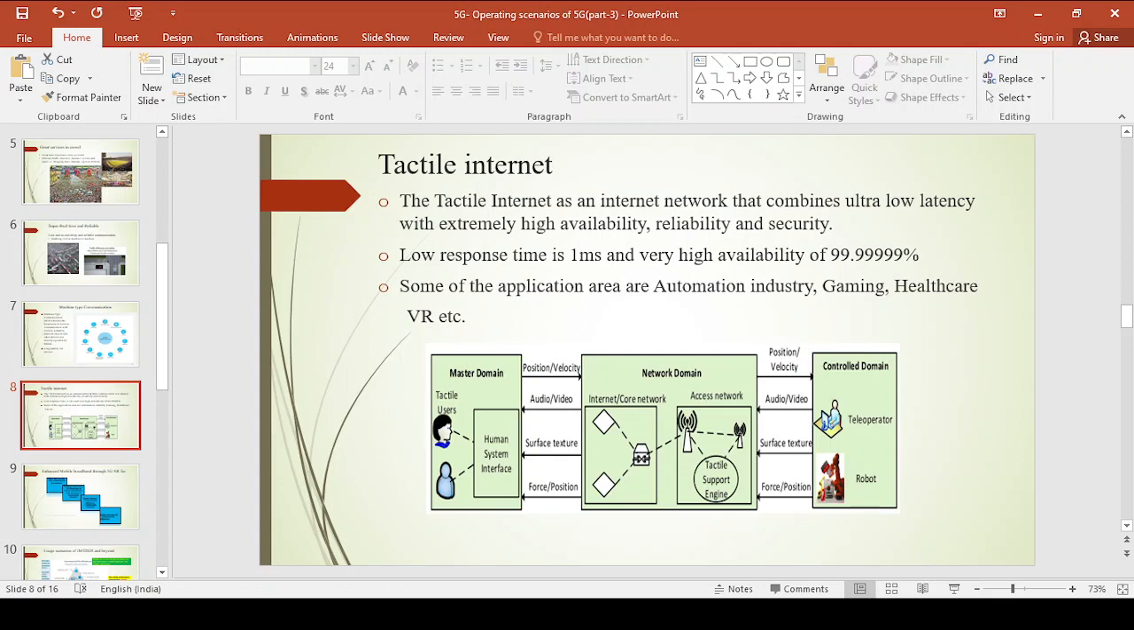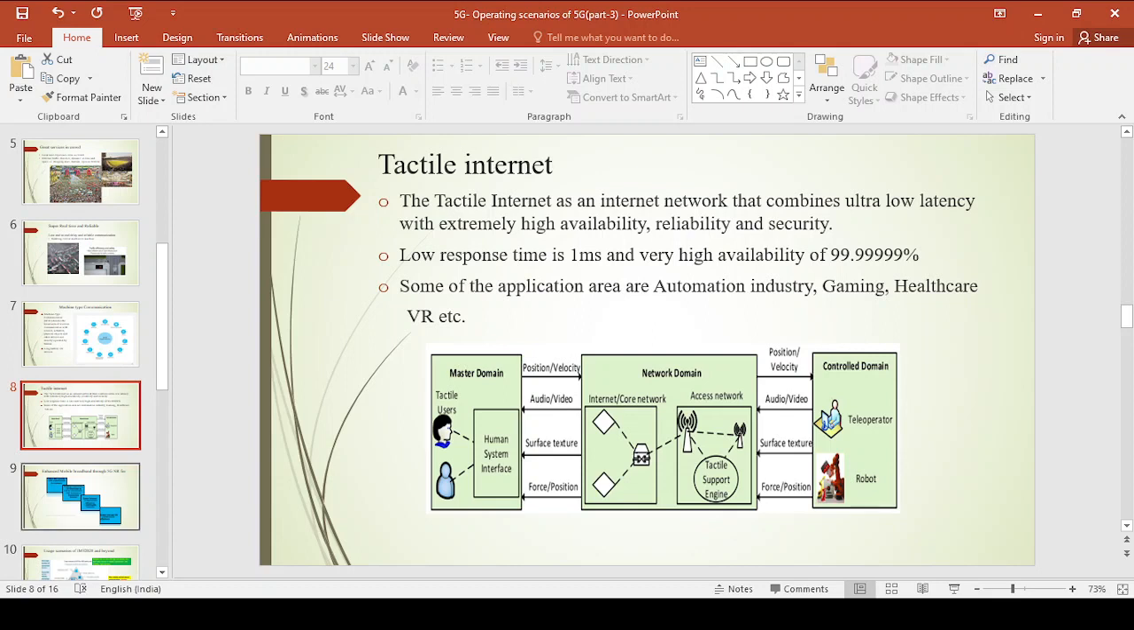Under network domain, we will have the network. Under this only the tactile support engine will be there. Next we have control domain, like controlling things, controlling operators, those will be under this particular domain. We have two domains: user and network domain, and control domain, right? This is how the tactile internet we can use.